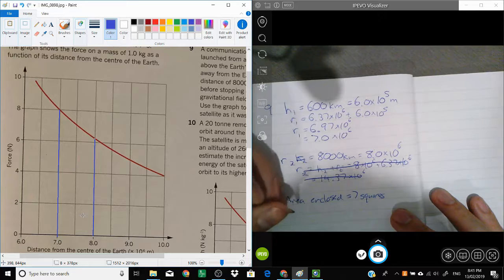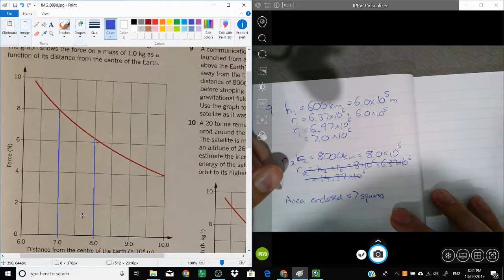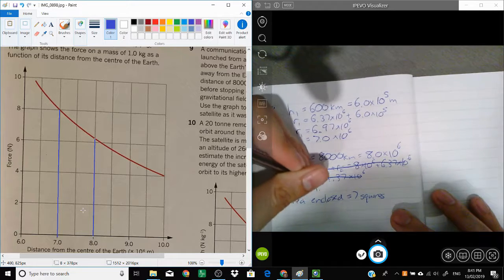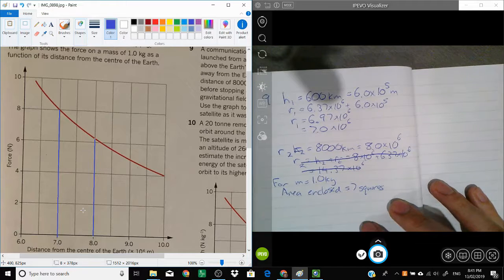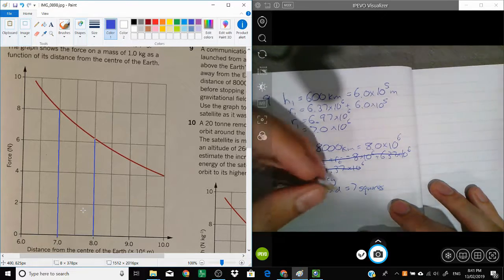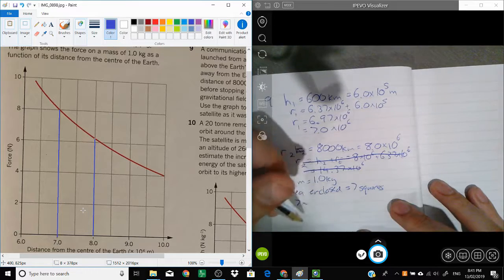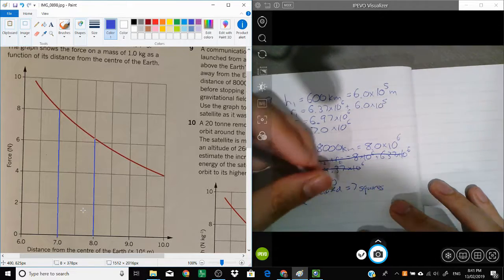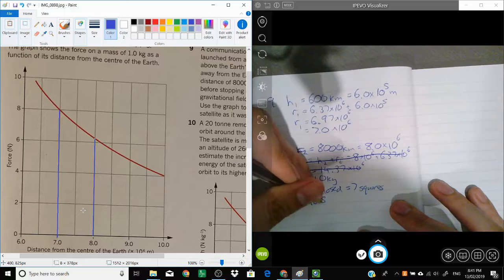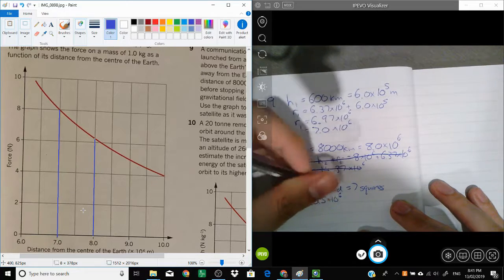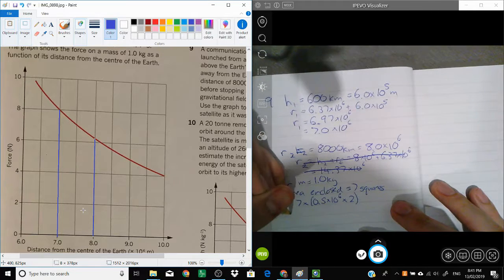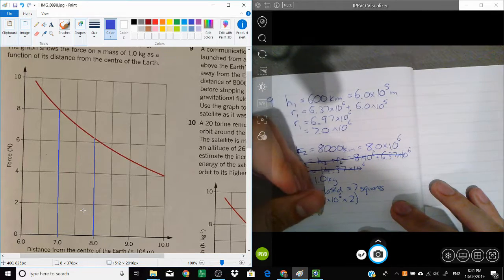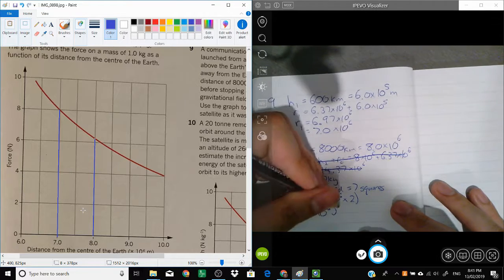So then, just a reminder, this is for mass equals 0.1 kilograms. Keep that in mind. Okay, area enclosed 7 squares. And that's 7 times, all right, each square is 0.5 times 10 to the 6 on the x and 2 newtons on the y. So approximately 7 times 10 to the 6 joules.